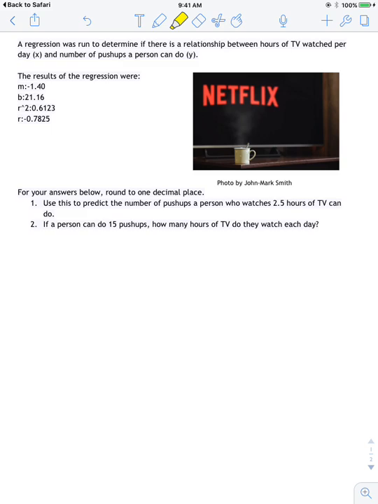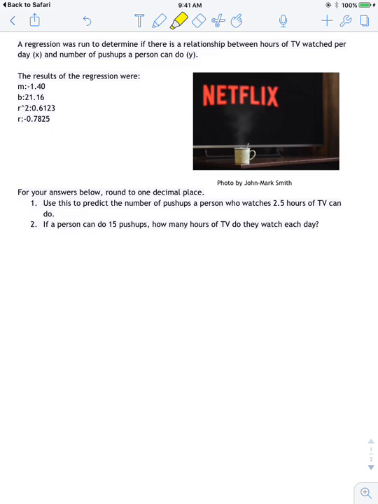One of the reasons that we find correlation and linear regression is to be able to use that model to make predictions. Today we're going to use a linear model to make a prediction for x and for y. So our example says a regression was run to determine if there is a relationship between hours of TV watched per day, x, and number of push-ups a person can do, y.